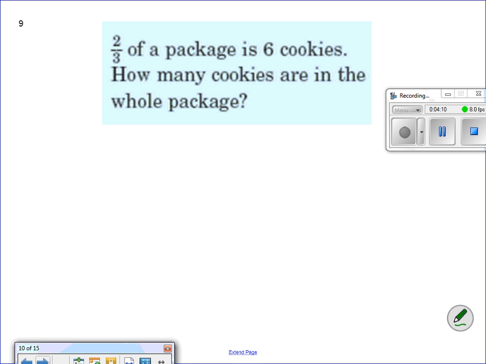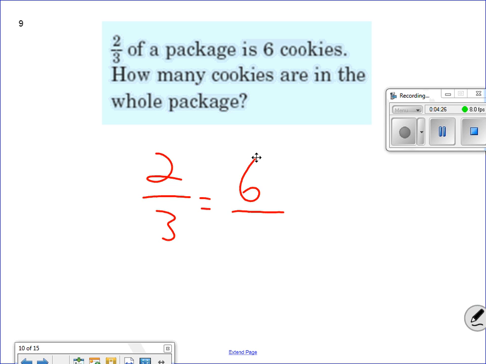2/3 of the package is 6 cookies. How many cookies are in the whole package? So 6, once again, is my numerator. 2/3, my fraction, into 6. So I've got to find out what this denominator is. Then it's just base. As soon as you have this set up, kids, it's easy. So all you have to find out is what you're looking for. Is it part of the whole or is it the whole? 2 times 3. 3 times 3 gives me 9. My whole package is 9.